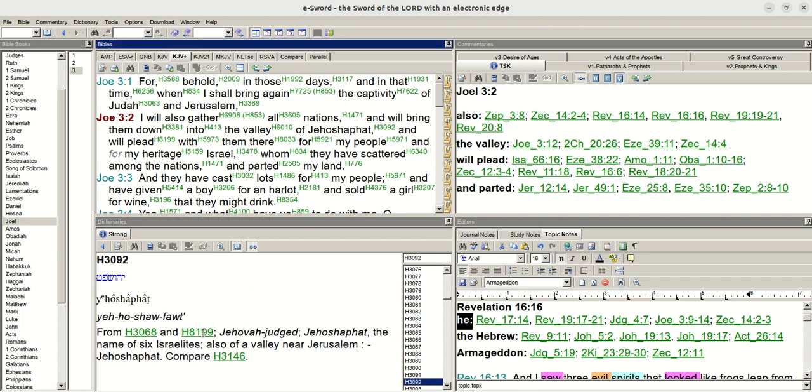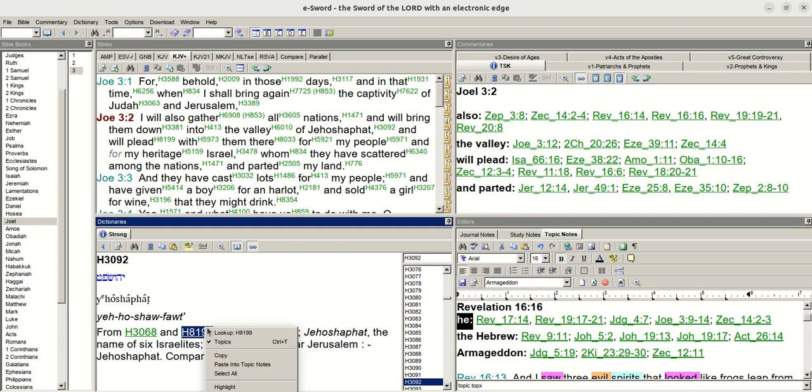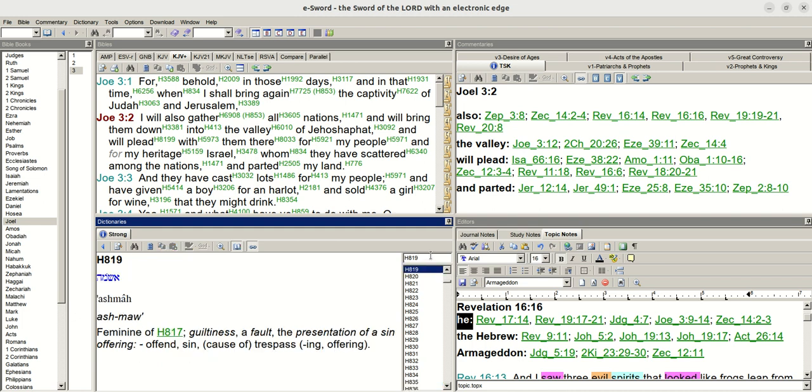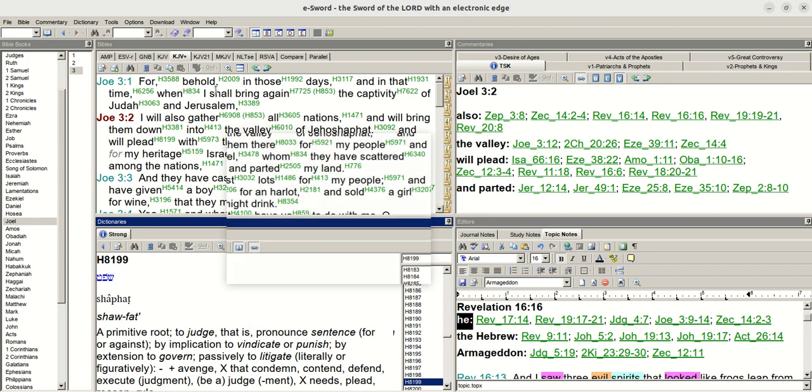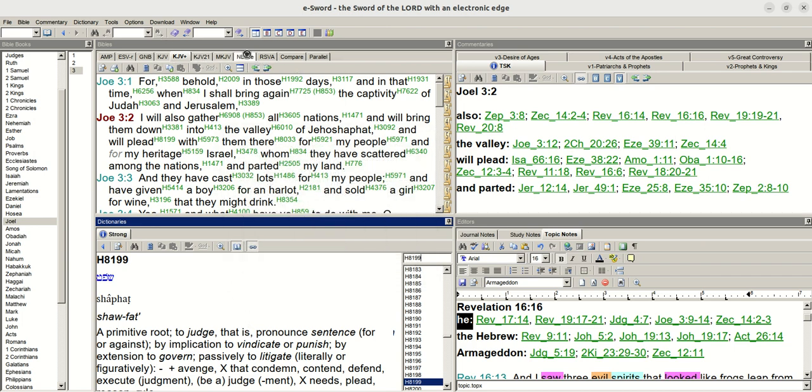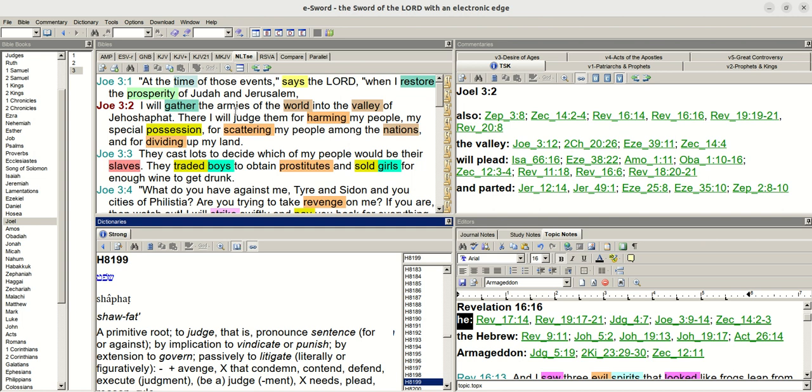Jehoshaphat and 3089. We can quickly copy this, do a control, and we can paste it in here and see if we come up with anything. Sometimes this doesn't work, so if you back out of space and go 8199. Okay, a primitive root to judge. So we should probably take a look at what Armageddon does, but I think I'm going to let you do that on your own. What we're going to do is just basically look at, see if the Bible will explain what this Jehoshaphat is.